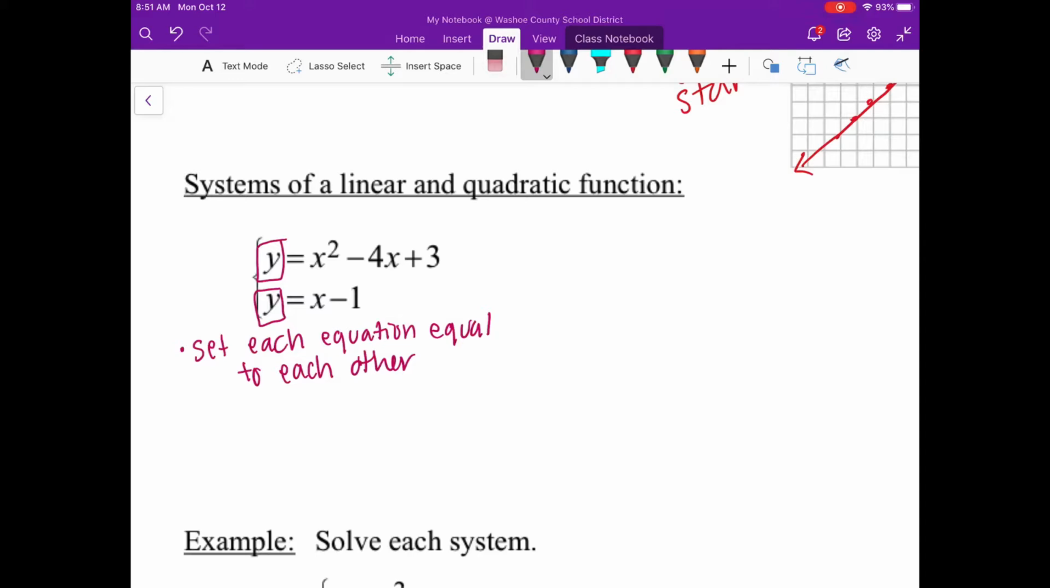And this is going to allow us to solve for x. Okay, so because they both equal y, that means I can set them equal to each other. Once I do that and I find x, I'm going to use that x and substitute x into either of my original equations.